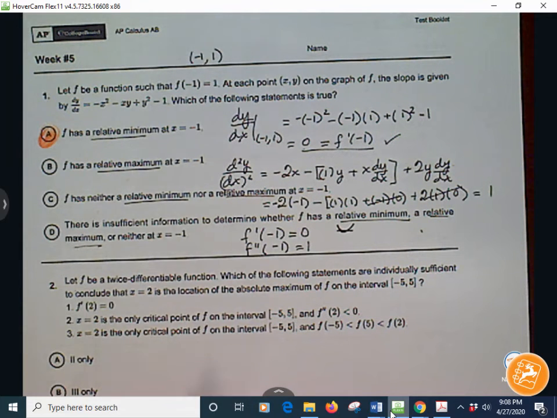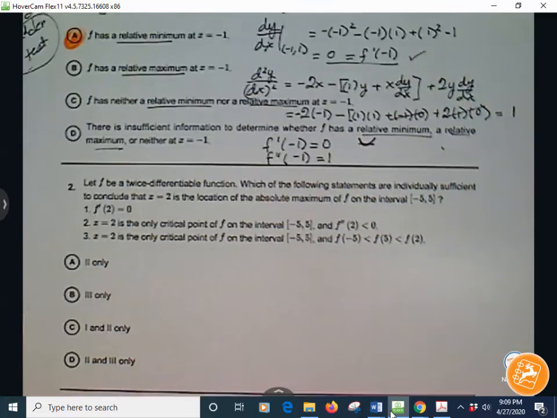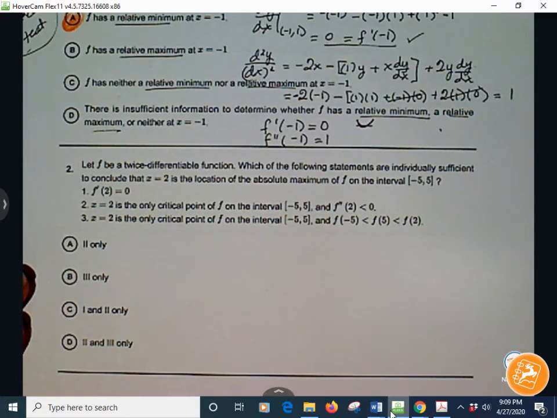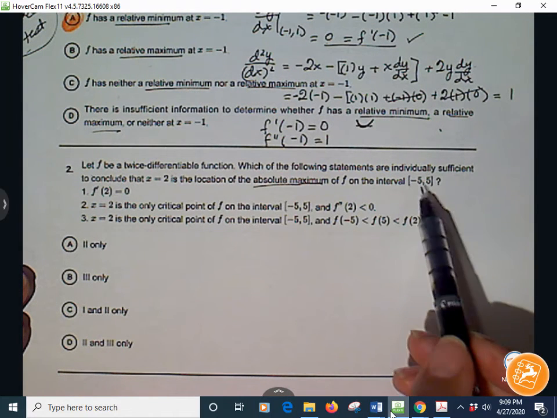All right, and so that was applying the second derivative test. All right, number 2. It says, let f be a twice differentiable function. Which of the following statements are individually sufficient to conclude that x equal to 2 is the location of the absolute maximum of f on this interval?